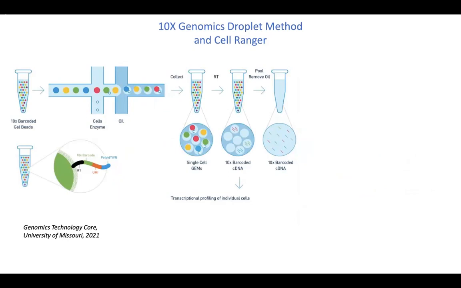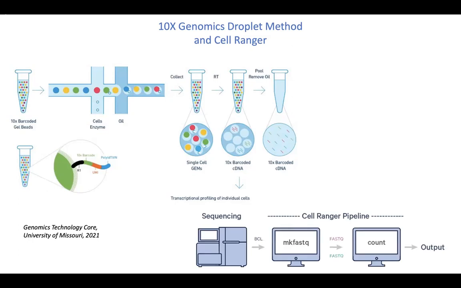10x Genomics offers a set of analysis pipelines called Cell Ranger. We will be using Cell Ranger Count during day 8 of the workshop, which inputs FASTQ files and performs alignment, filtering, barcode counting, and UMI counting. It then outputs a count matrix that we can analyze with the R program Seurat.